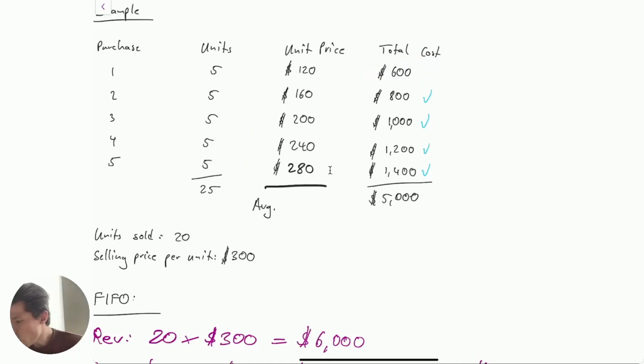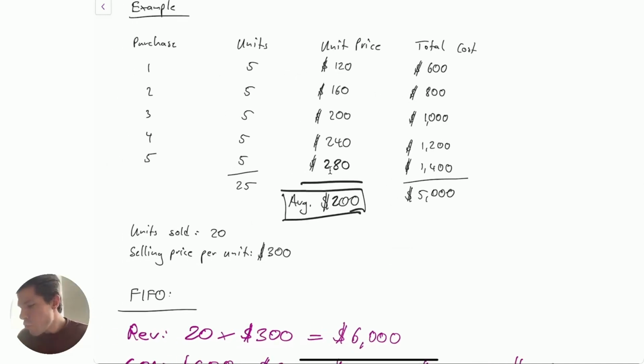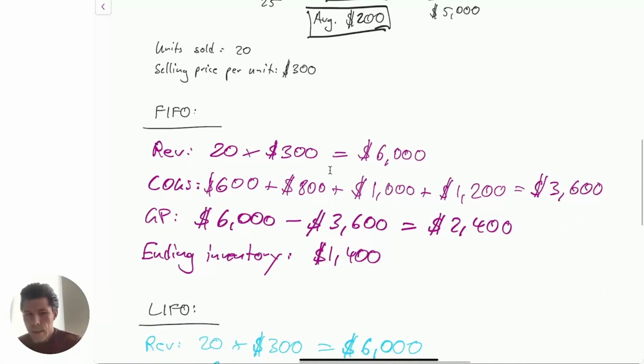What we could also do, which gives the same result, is use the total here divided by 25. So our average unit price is 200. This is over the entire 5 years. This is our average unit price.